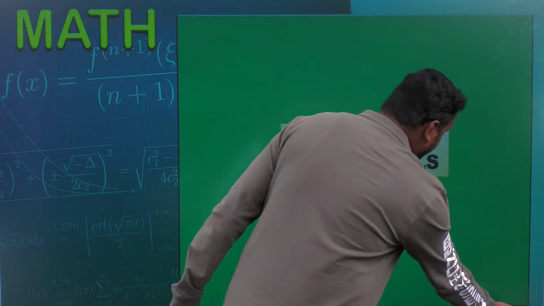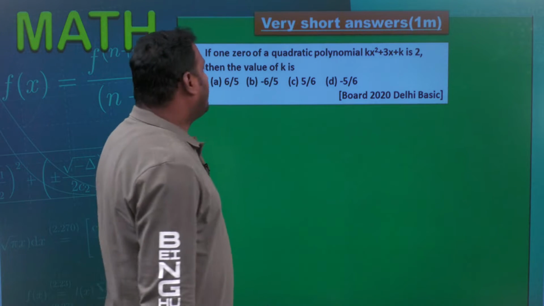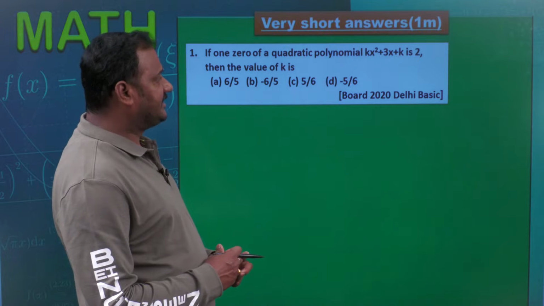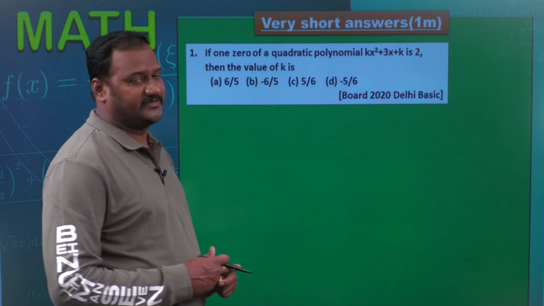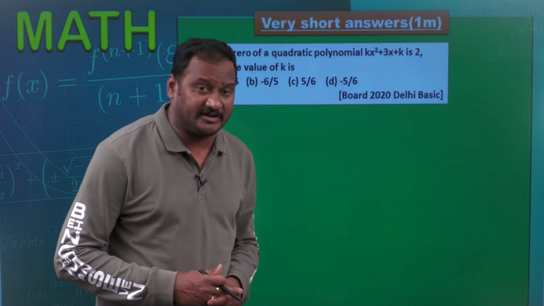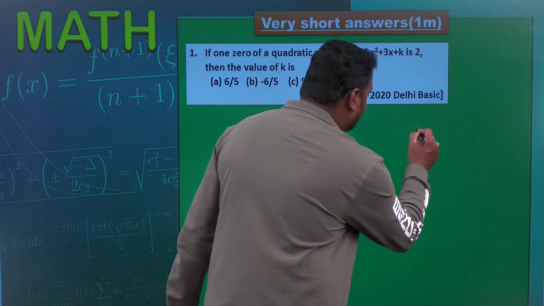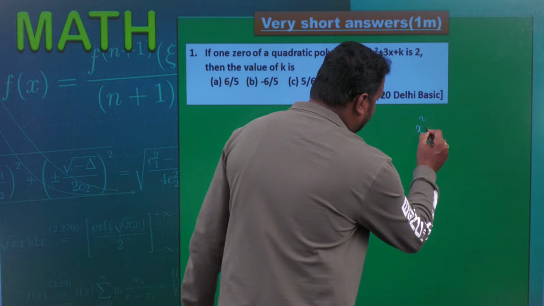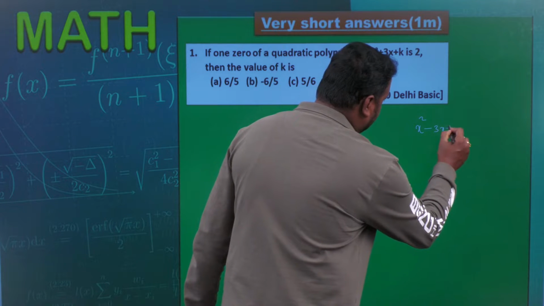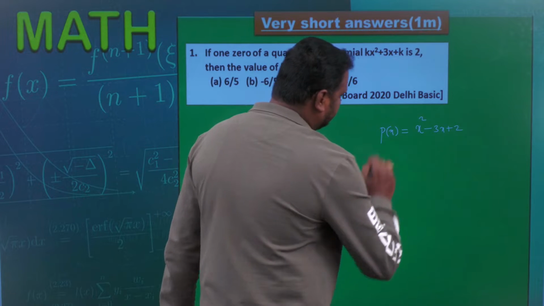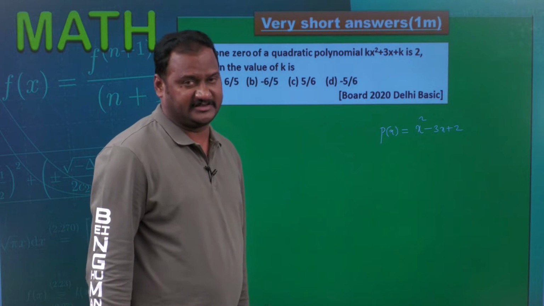The very first problem given here is, if one zero of a quadratic polynomial kx square plus 3x plus k is 2, then find the value of k. What do you mean by zero of a polynomial? Zero of a polynomial means, let me take one polynomial like x square minus 3x plus 2. Let me name this polynomial as p of x.